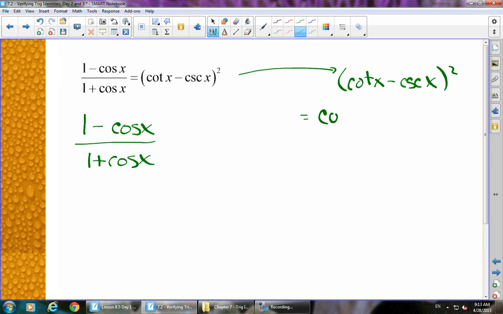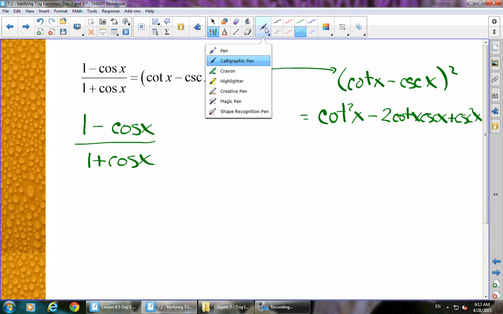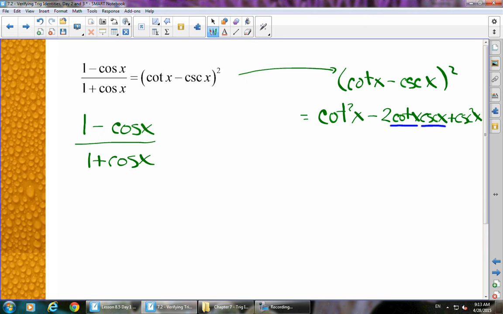If I multiply this out, I'm going to get cotangent squared x minus 2 cotangent x cosecant x plus cosecant squared x. Now, it's going to be tempting to say, oh, wow, look, cotangent squared x, cosecant squared x, if I get 1s, I can use Pythagoreans. And you can. The only problem here is this. Notice cotangent and cosecant are not reciprocals of each other.